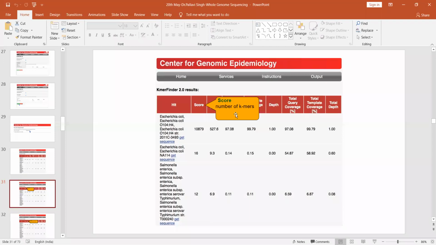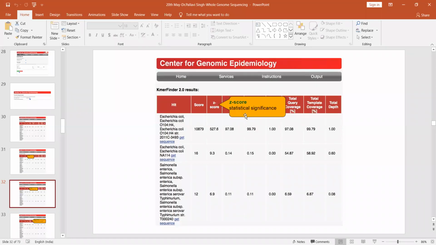So you can see here that the first score is the number of K-mers. That means 10,879 K-mers of E. coli have matched with our sequence. So score is very important. Higher the score, higher is my resemblance of the unknown with that particular bacteria. So it tells us the number of K-mers. Second parameter is Z score. Z score is the statistical significance of the alignment. Higher is the Z score, better is the quality of alignment.